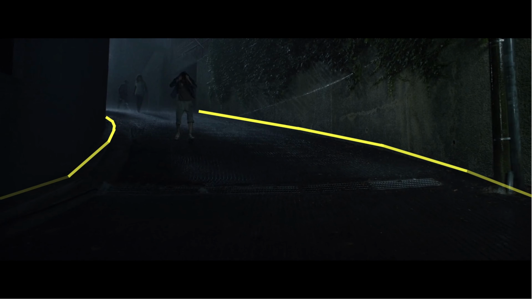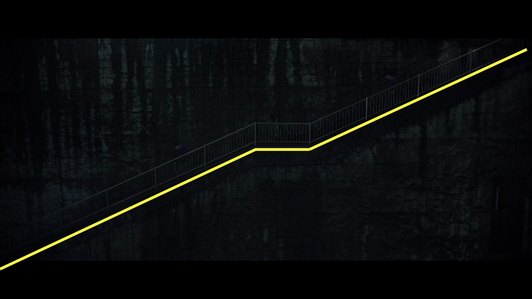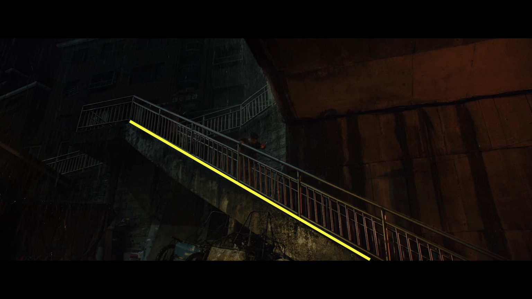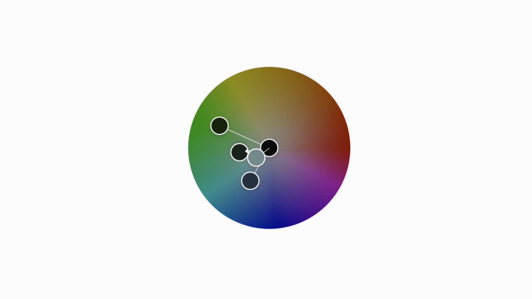The first frame uses the S-curve again to show downward movement. The second frame uses a diagonal leading line to show downward movement. The third frame uses another diagonal leading line to show the final descent to their home. The color palette in these scenes is analogous.